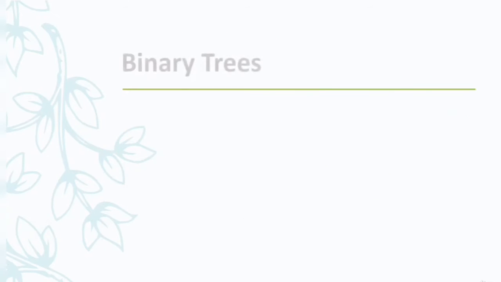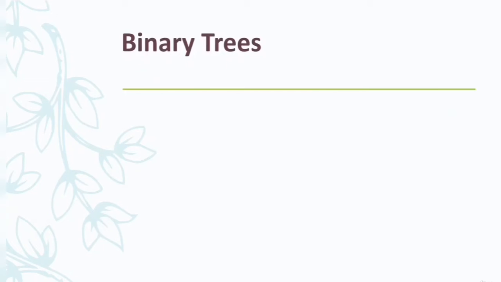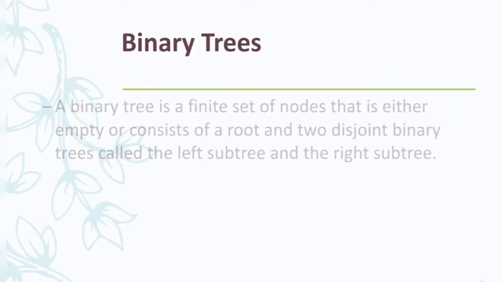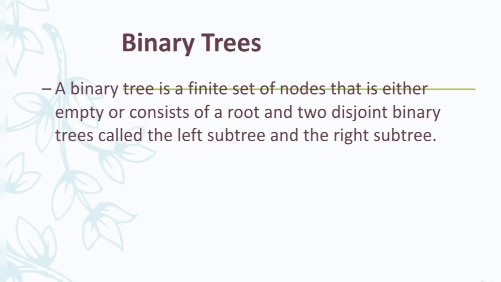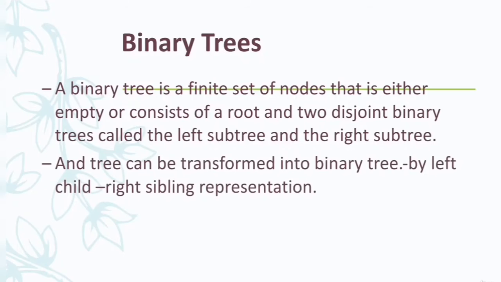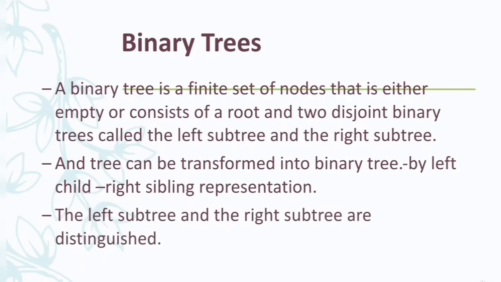So let's see the next point, which is binary trees. So what are binary trees? Basically a binary tree is a finite set of nodes that is either empty or consists of a root and two disjoint binary trees called the left subtree and the right subtree. A tree can be transformed into a binary tree by the left child and right sibling representation, which we have seen in the earlier slide. The left subtrees and the right subtrees are distinguished.